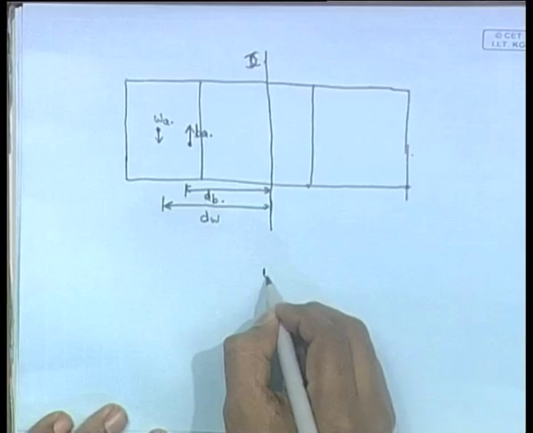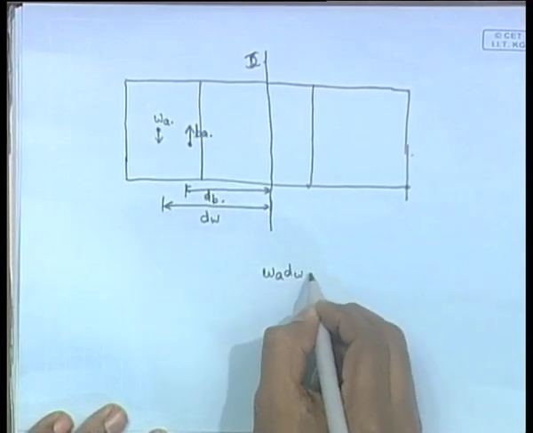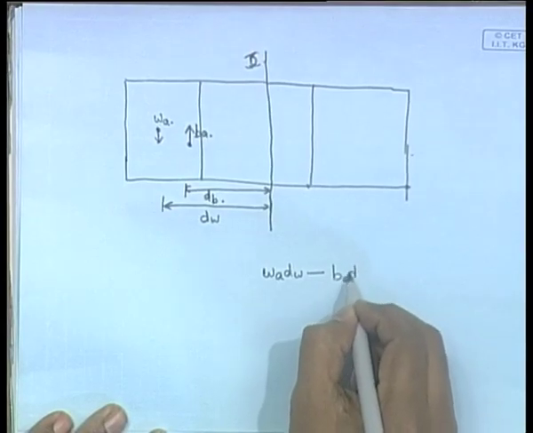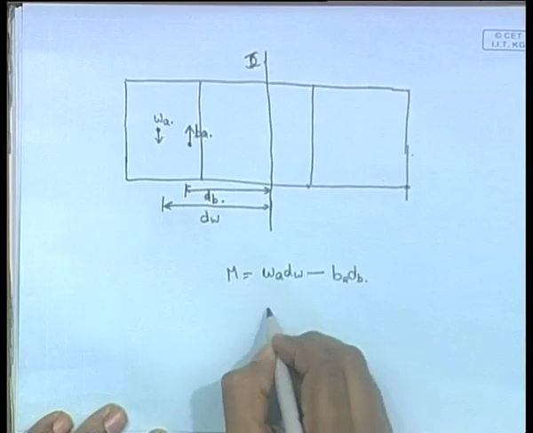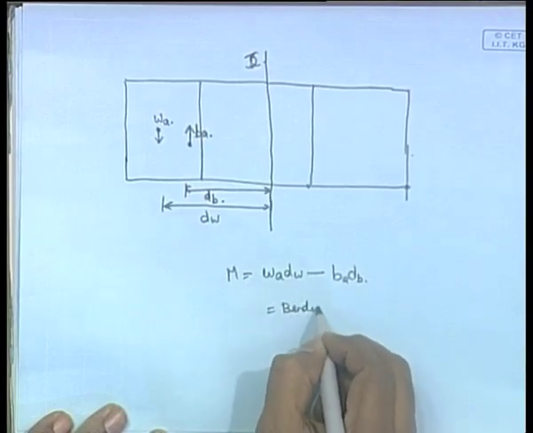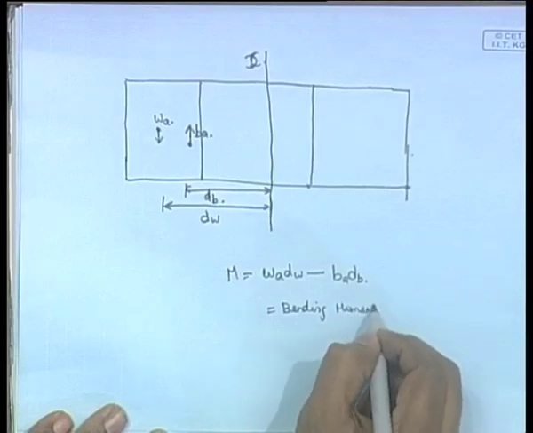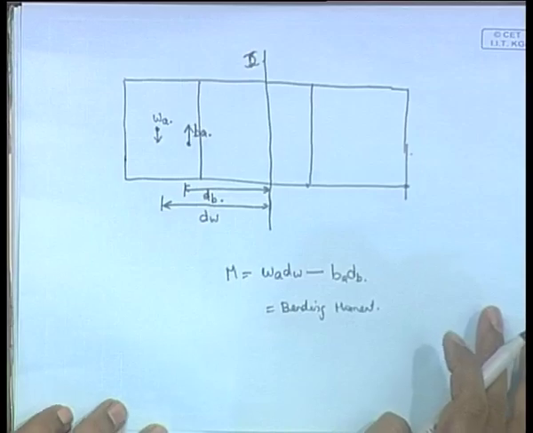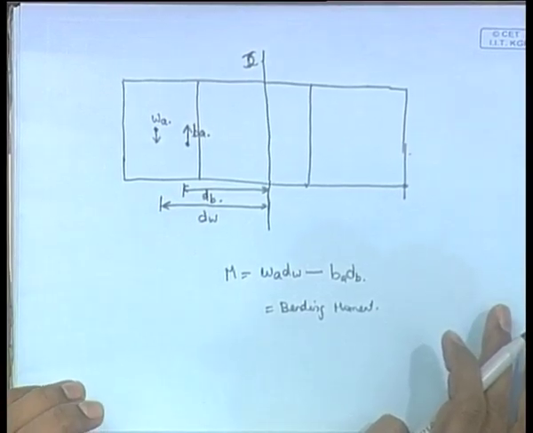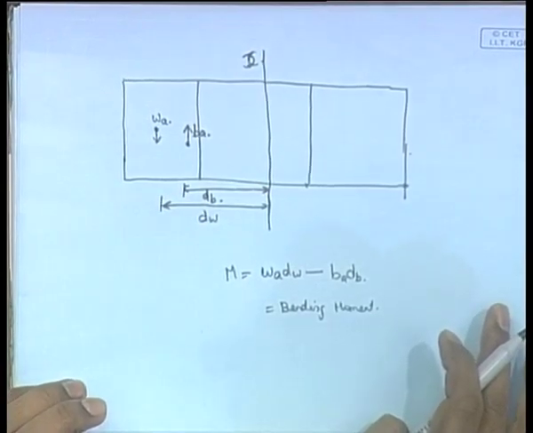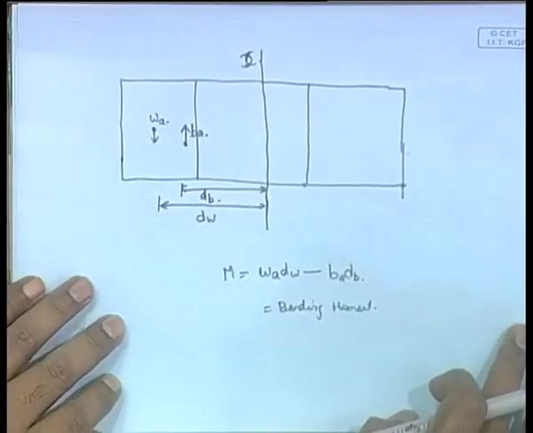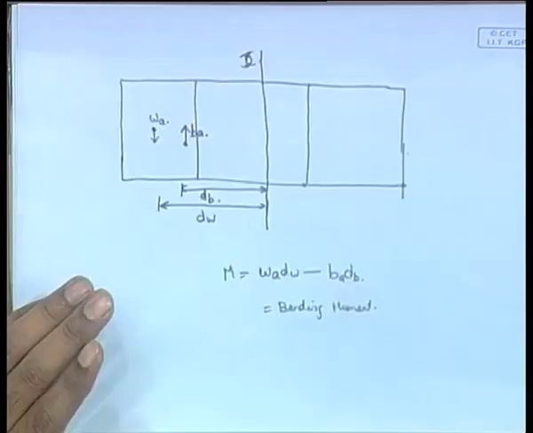Now, W_A into d_W minus B_A into d_B is a moment which we call the bending moment. This is a moment tending to bend the ship, as you can see in the figure. The moment arising as a result of W_A and the moment arising as a result of B_A, the two moments, are tending to bend the ship. This is called the bending moment, and it is given by this formula. This is the basic idea of what is meant by the bending moment.